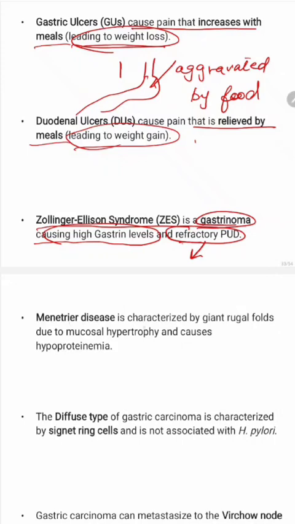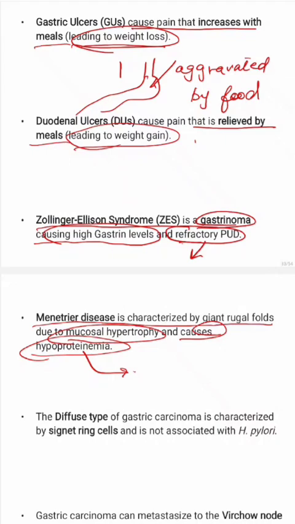Now, Menetrier disease. It is characterized by giant rugal folds due to mucosal hypertrophy and causes hypoproteinemia. Okay, so why is hypoproteinemia caused in this disease? There is achlorhydria in Menetrier disease, okay, decreased gastric acid secretion. So if there is decreased gastric acid secretion, there will be mucosal hypertrophy and protein will not be absorbed, and this will lead to hypoproteinemia.